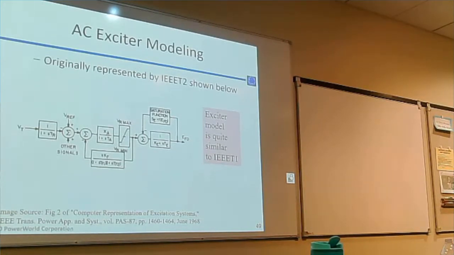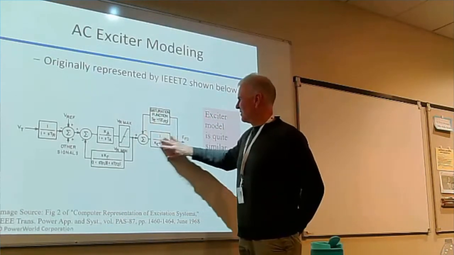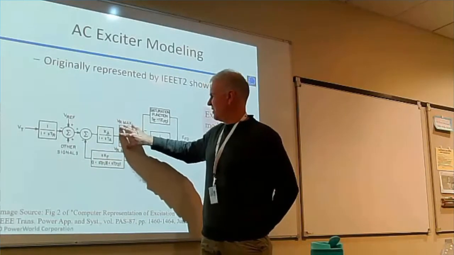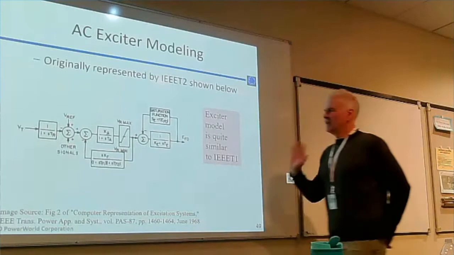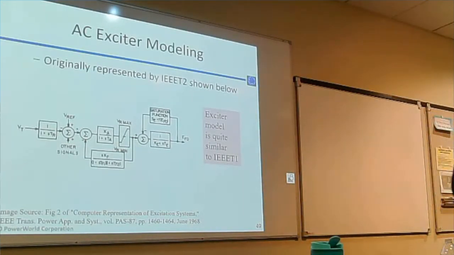That doesn't look a lot different from an IEEET1. We've got pretty much the same sort of model here, which would represent an AC machine. We've got our voltage amplifier there. We've got our feedback. The only difference is the feedback includes an additional term on it. But other than that, that's the IEEET1, but it's representing an AC machine.